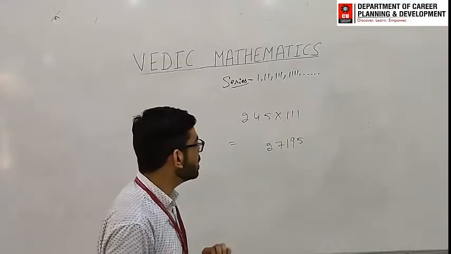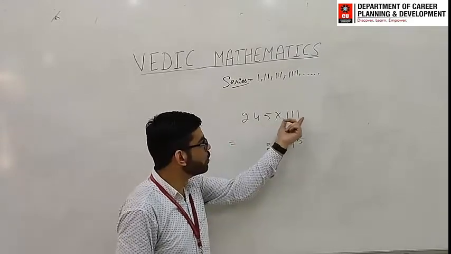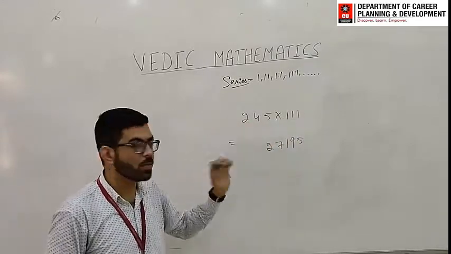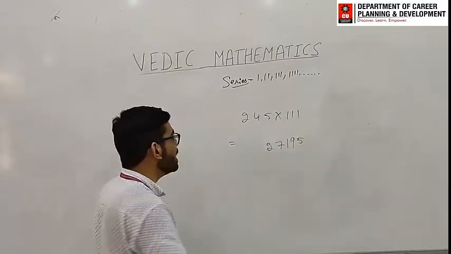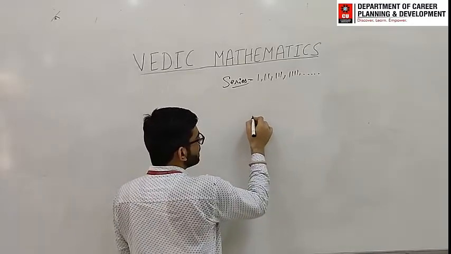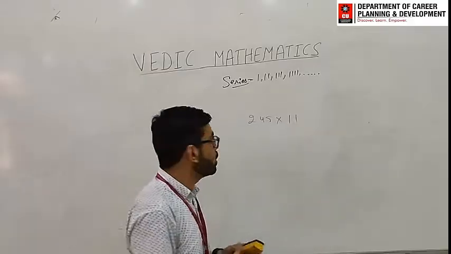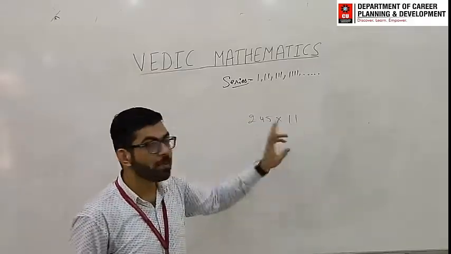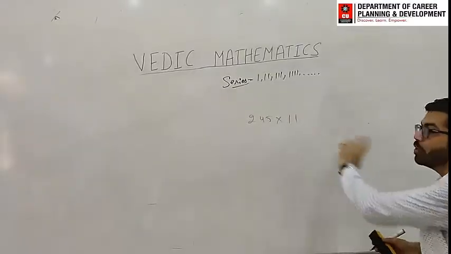Okay, I hope this one is clear, because till now we were dealing with cases where the number of digits and the number of ones are the same, a 3-digit number and 3 ones. Now we are dealing with different numbers, suppose the number is again the same, 245 multiplied by 11. Now this is a 3-digit number and this one is a 2-digit number.